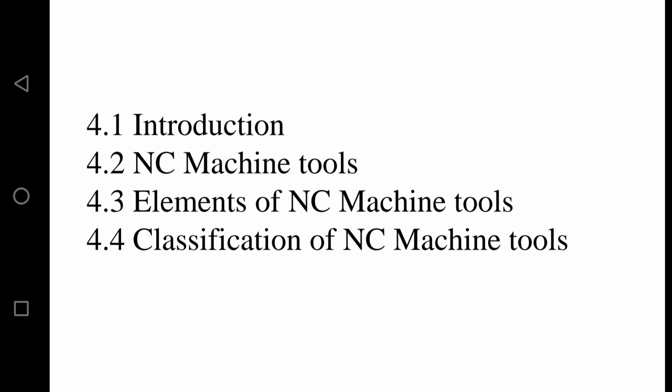In NC machine tools, one or more of the different automatic functions may be used, like starting and stopping of the machine tool spindles, controlling the spindle speeds, controlling the feed rate, changing the tools, and positioning the tool tip at the desired location and guiding it along the desired path by automatic control using slide motions. So the machine tool is going to perform operations like starting, stopping, controlling the spindle speeds, controlling the feed rate, and changing the tools.